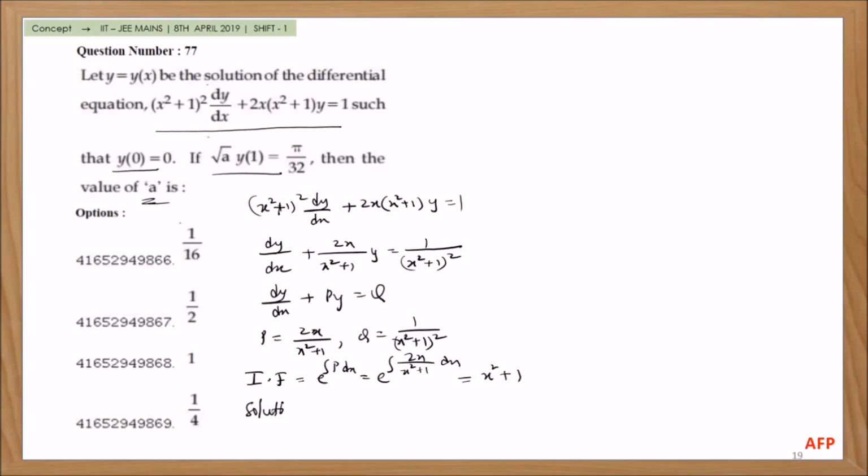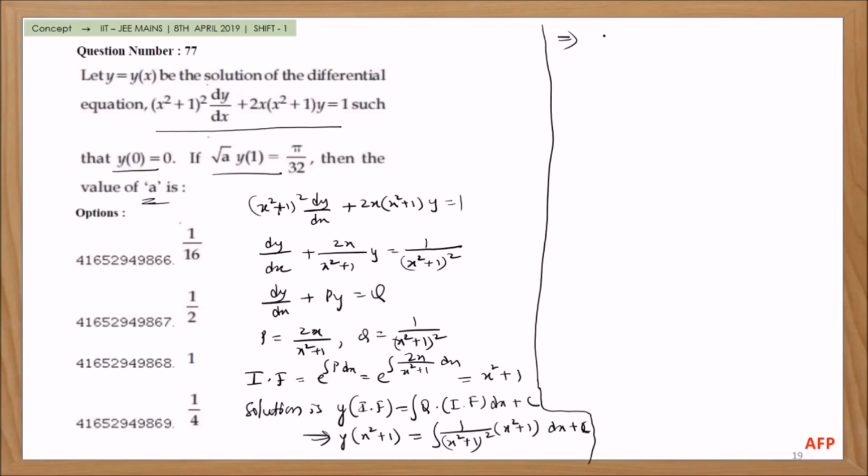Now the solution is y into integrating factor equals integration of Q into integrating factor dx plus c, which is nothing but y into (x square plus 1), the integrating factor. So Q is 1 divided by (x square plus 1) whole square, times (x square plus 1), dx, plus c we are having. So this equals y into (x square plus 1). We can cancel out here, so we will get tan inverse of x plus c.